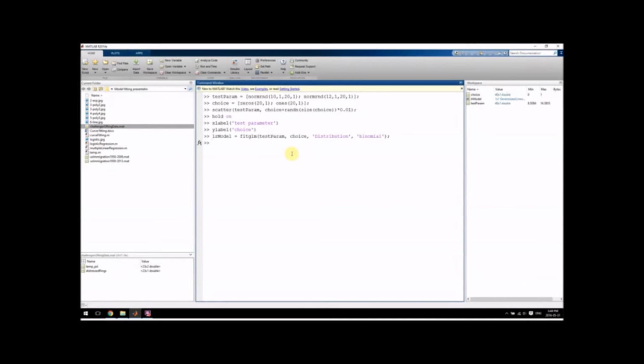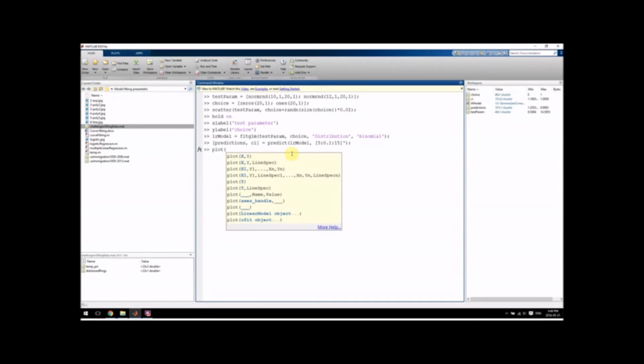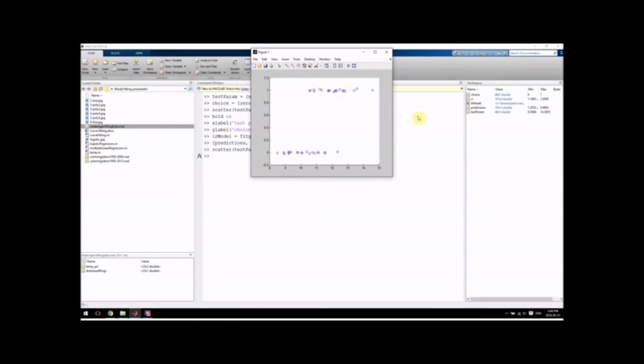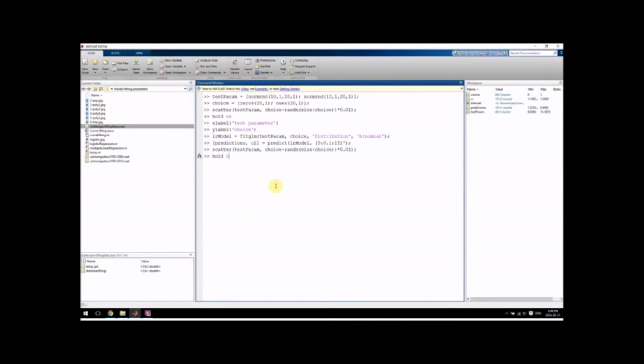Now let's make some predictions using it with their confidence intervals. Again, we use the same predict function as we've been using for the linear model. Let's make predictions in the range of 5 to 15. Okay, and then let's just plot that stuff and see what it looks like. I should have actually left this on, then we can plot on top of it.